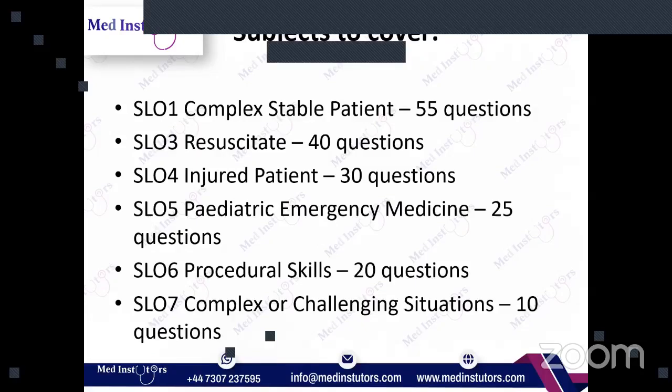And the last one is the complex and challenging situation. This is the most difficult part of the MRCEM intermediate exam. The questions are very, very tricky, but by taking multiple challenging tasks, you can answer these questions. In these questions, they will ask about your response as the primary physician of the patient. What will you decide further? They'll tell you that a patient has been given this for a cardiac arrest, but the patient is not responding. Now what will you do next?